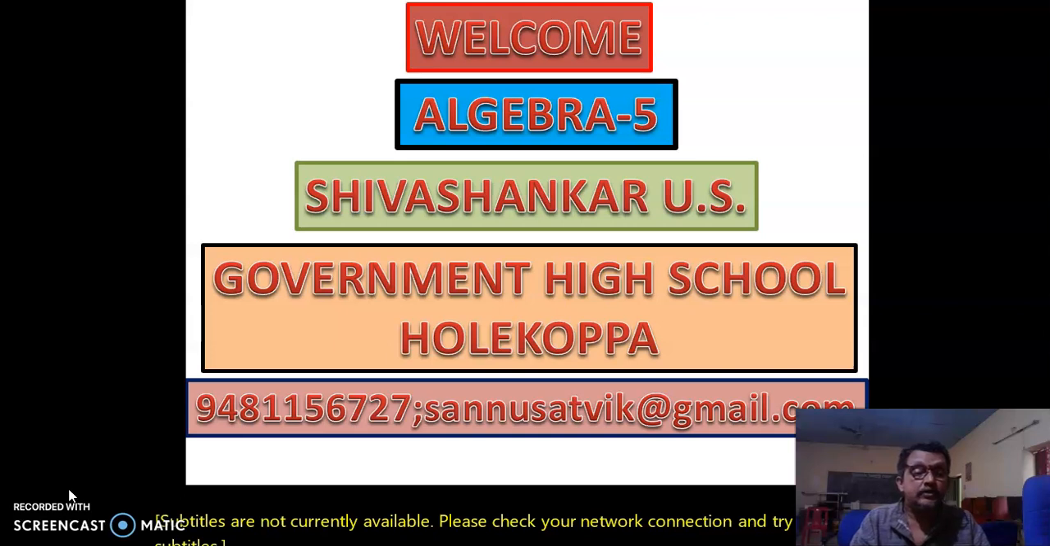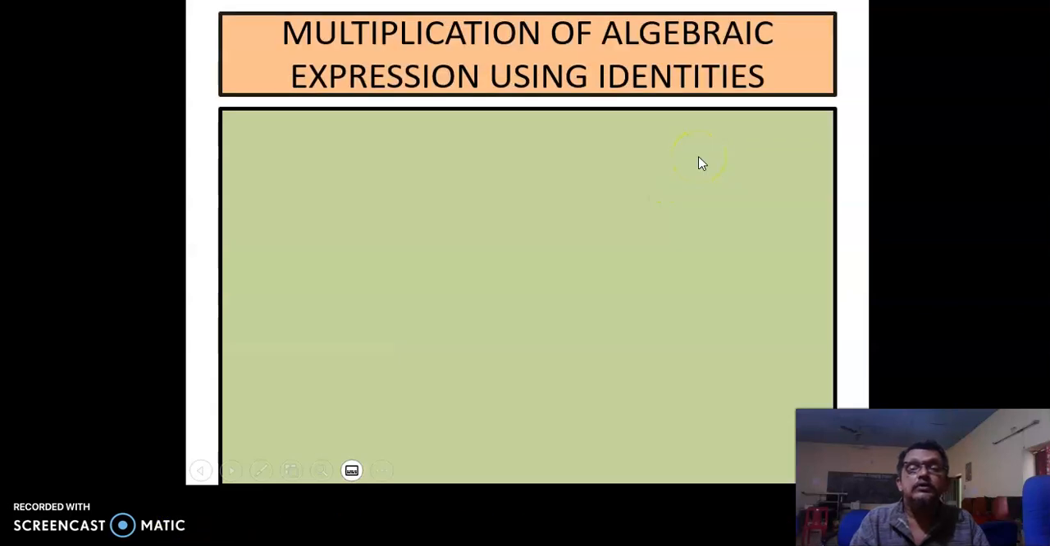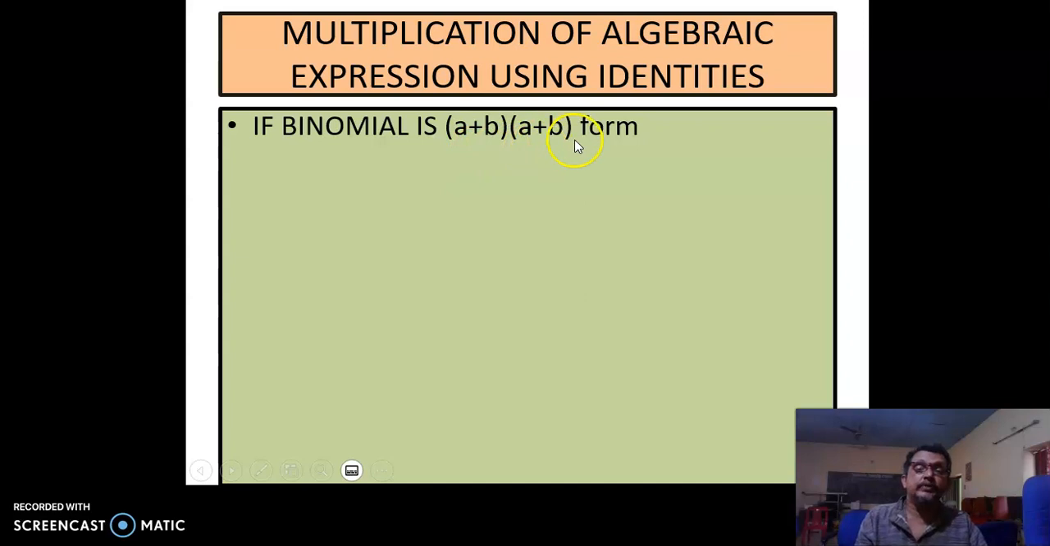In this period, we shall study how to multiply two binomials by using the identities. Okay? So, multiplication of algebraic expressions using identities. Here a binomial is there, a plus b, in this form.